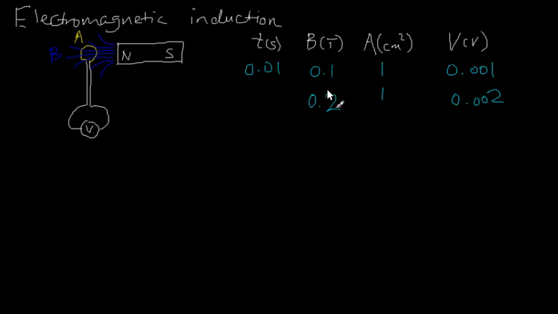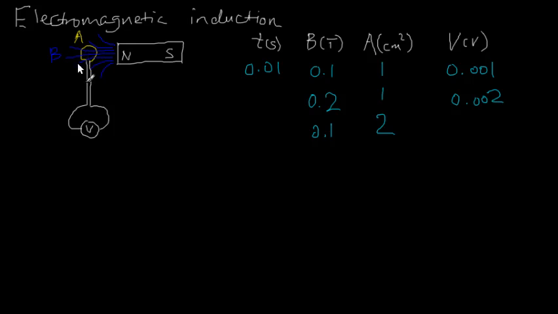Now let me try something else. Let me go back to my first magnet, the one that has a strength of 0.1 Tesla at the North Pole. But what I'm going to do now is use a bigger loop. So I'm going to take out this loop and put a bigger one around here. Let's say the bigger loop has an area of 2 cm squared.